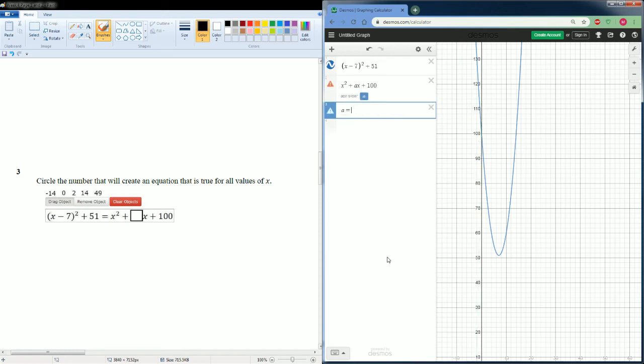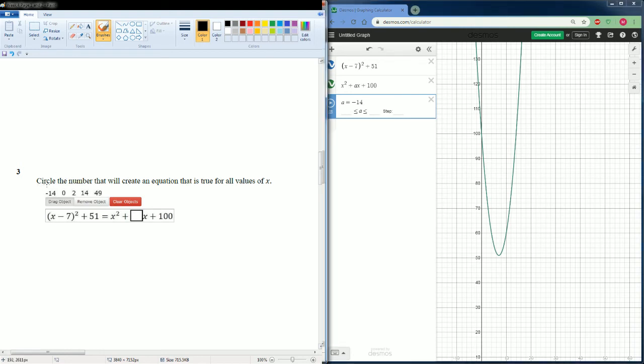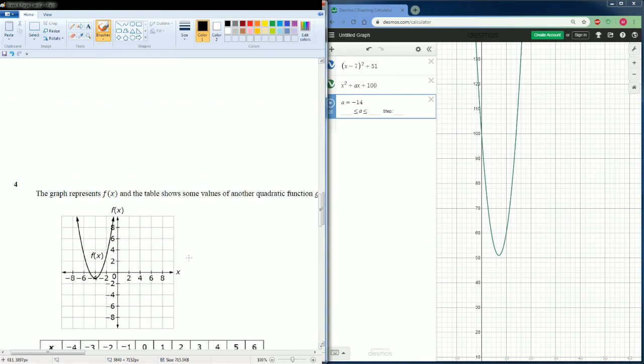So it seems like that is when a is equal to negative 14. That's right when it's on top of each other. So they're equivalent. So here you could say the answer is negative 14. Negative 14 goes into that box to make that equivalent.